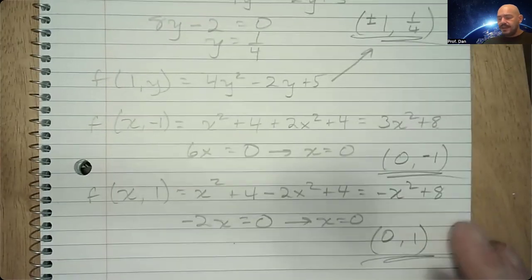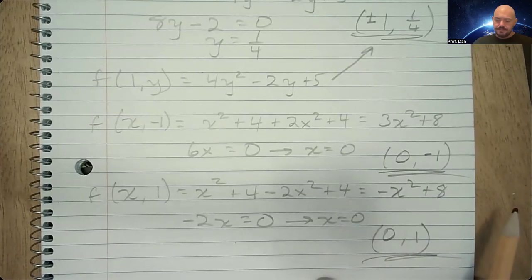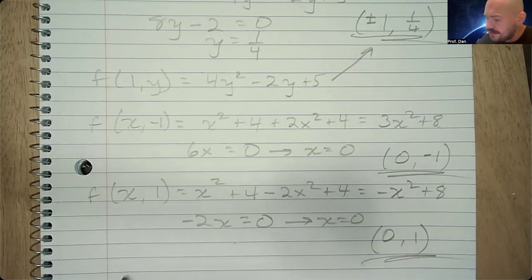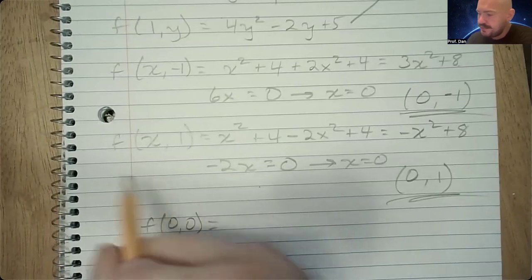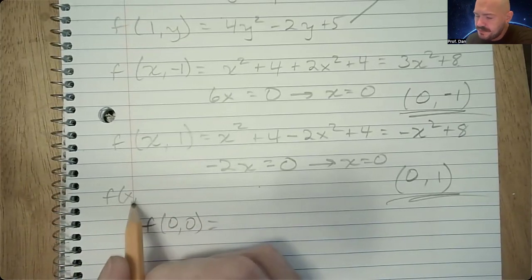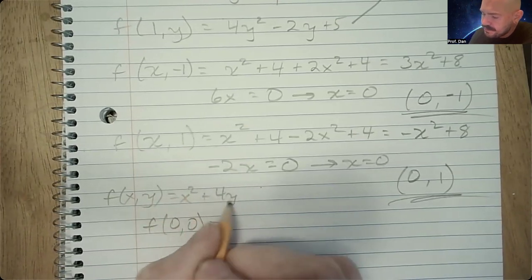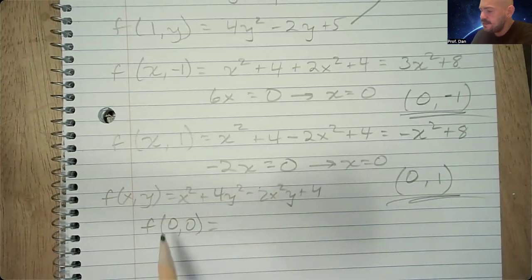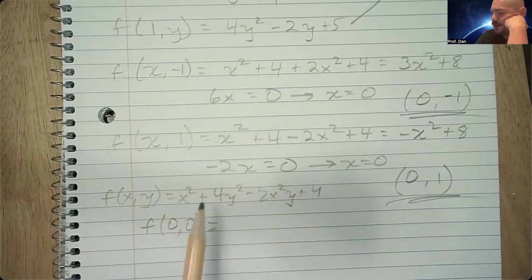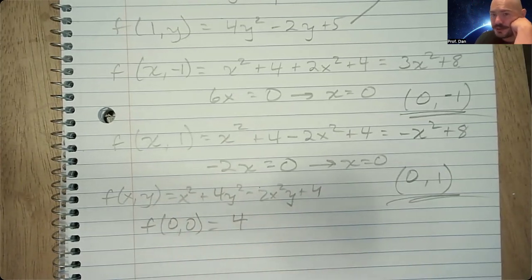And now I have all the points that I need to go through and figure out my absolute extrema. So we'll start off with our critical value, 0, 0. If I go back to my original function, which I will write here for convenience, when I plug 0 in for both x and y, all of these terms will zero out except for the 4. So f of 0, 0 is 4.